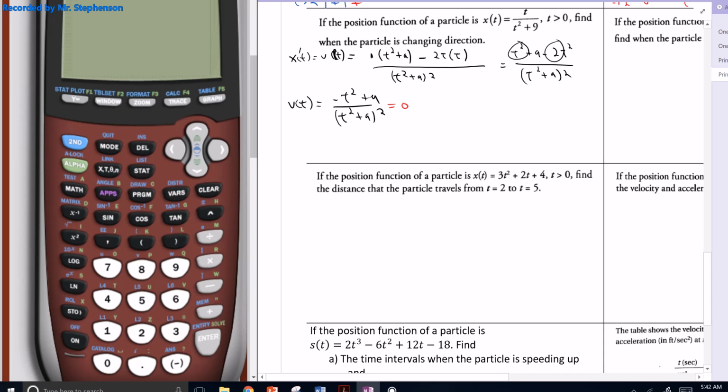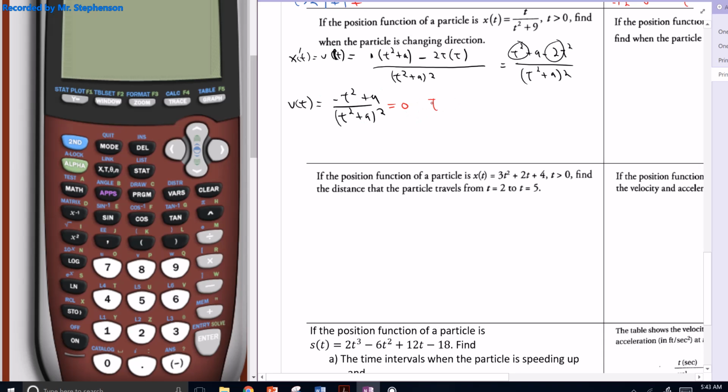How you solve this equation is up to you, but something to know is that if I'm trying to make the function equal to 0, the denominator is irrelevant. The reason being is I could just multiply both sides by the denominator, t squared plus 9 squared, but the right hand side will just give me 0 and the left hand side will cancel out.